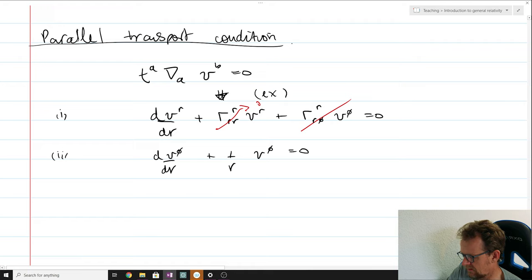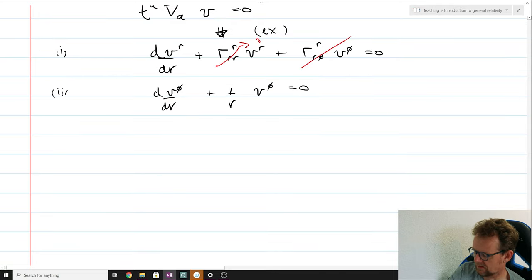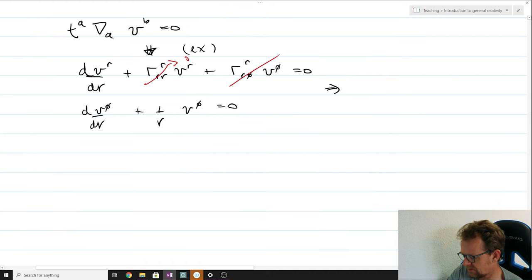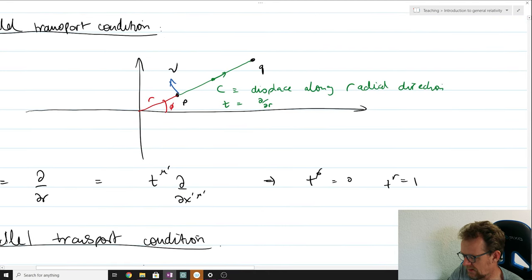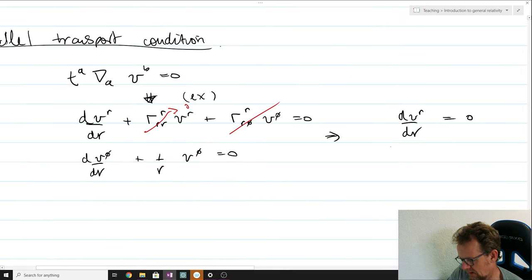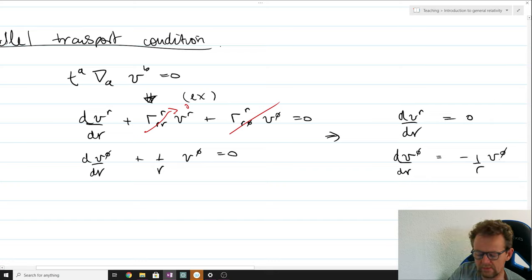So we have that now our parallel transport conditions for the components of the vector v. These parallel transport conditions are that dv^r/dr, the radial component of a vector as you parallel transport it, doesn't change, right? So if you go back to this picture here, if you have a vector v and there's a radial component, and as you slide it along the curve in the radial direction, that radial component doesn't get bigger or smaller. But if you have a φ component, then you have to solve a little differential equation to work out how the φ component of the vector v should transform.